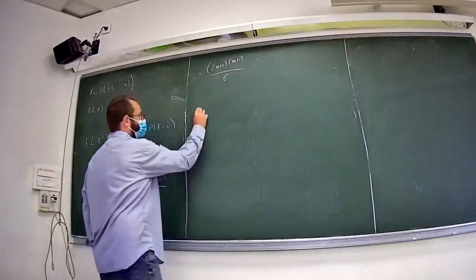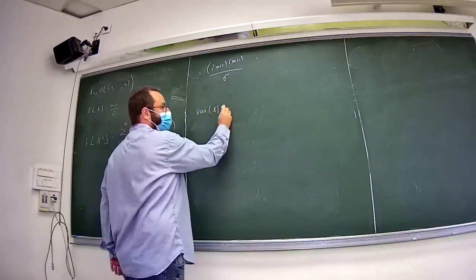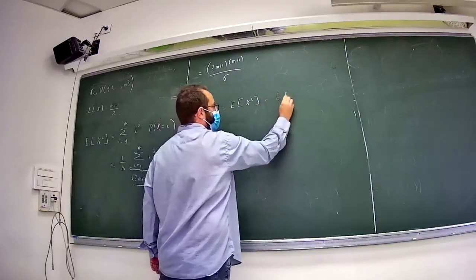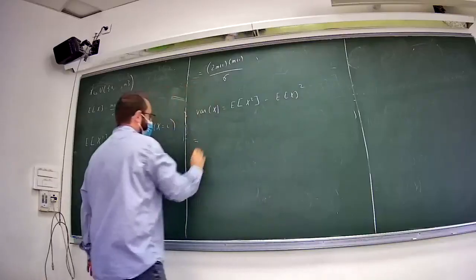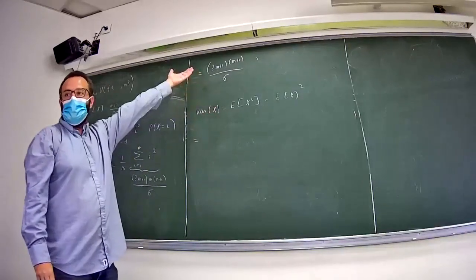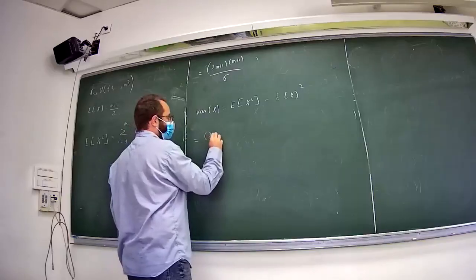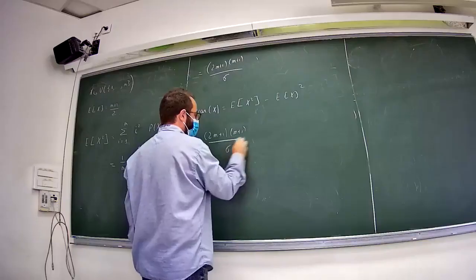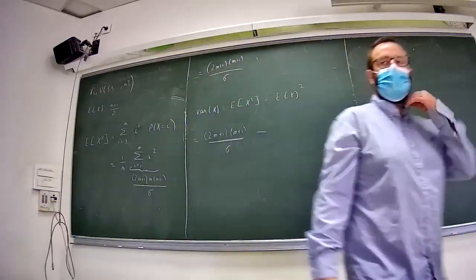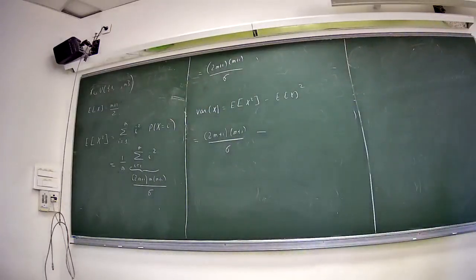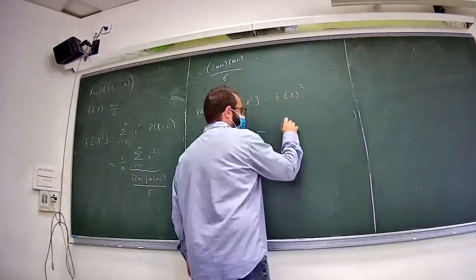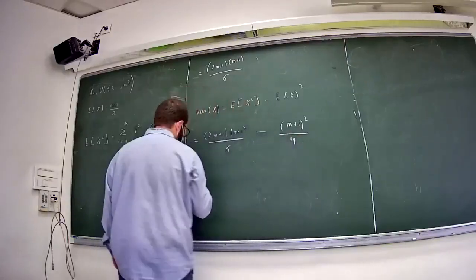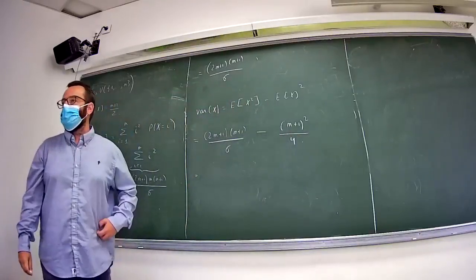So the variance of x is equal to the expectation of x squared minus the square of the expectation of x. I use the definition. The expectation of x squared was just computed before, so it is 2n plus 1, n plus 1, over 6 minus the square of the expectation being n plus 1 over 2. So I obtain minus n plus 1 squared over 4. And the idea is to simplify a little.